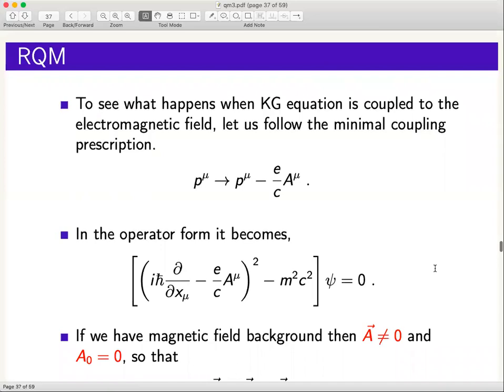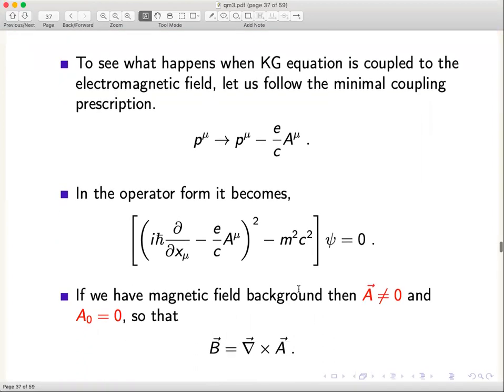So let's do that. Okay, so let's consider the Klein-Gordon equation, and we replace P mu by P mu minus e by c times A mu. And if you write this in the single component, that means original form, you just replace P squared in the operator form by (i h bar del over del x mu minus e by c A mu) squared minus m squared c squared, acting on psi, equals 0. Okay.